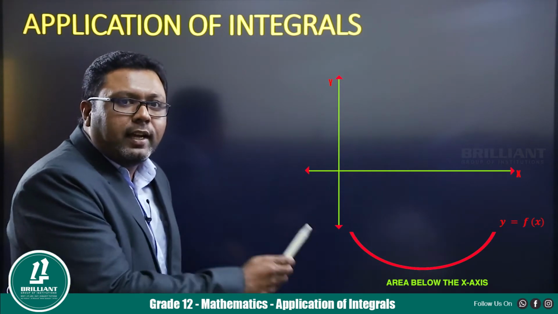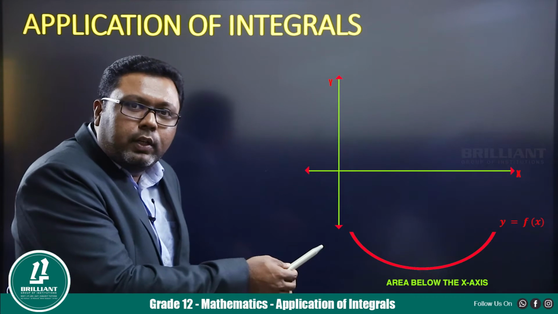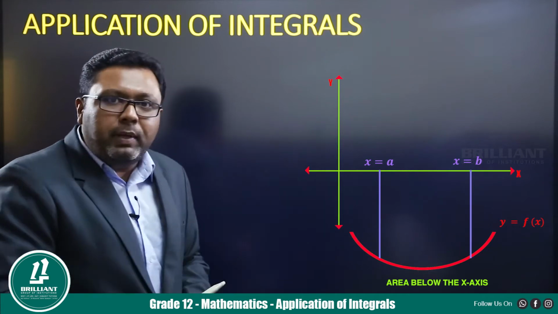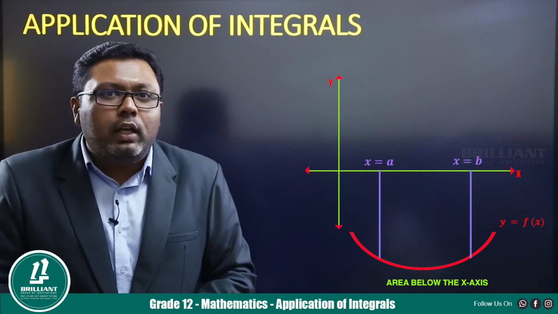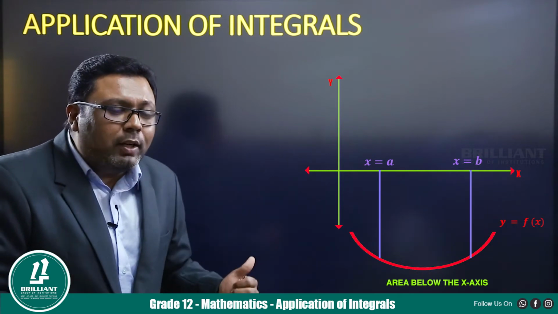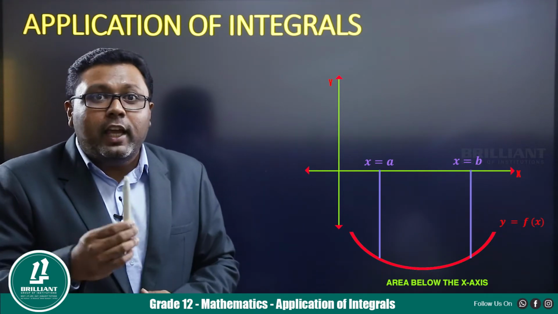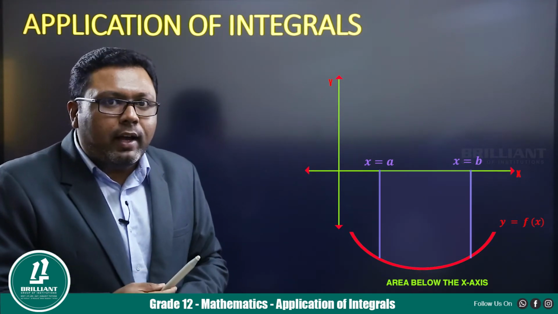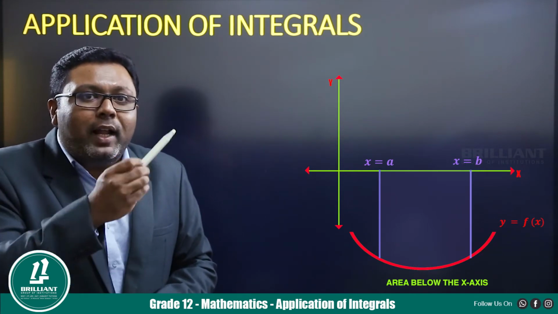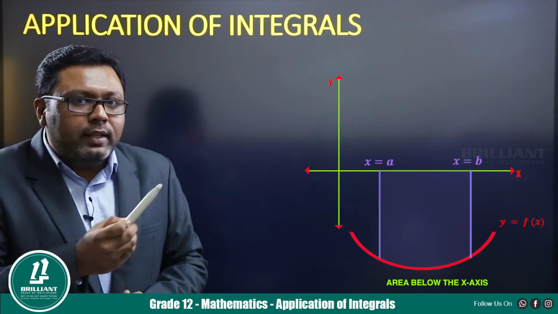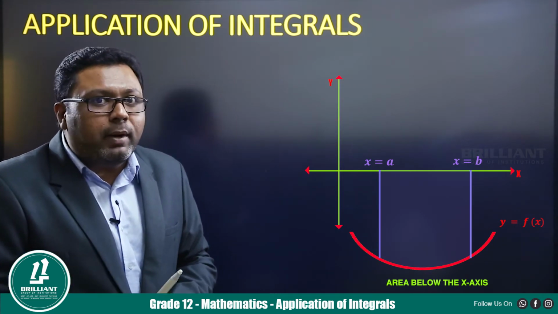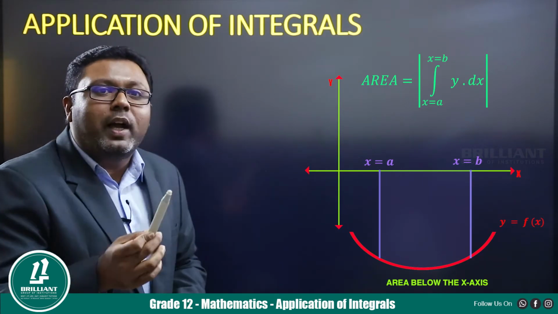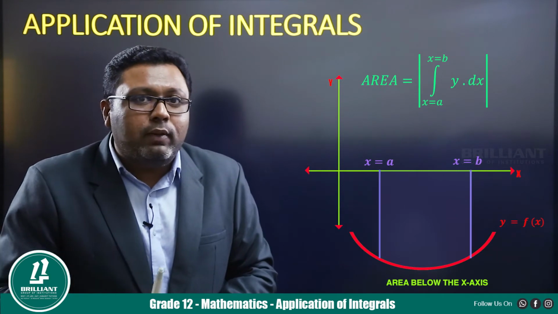When the curve is below the x-axis, consider the area from the curve to the x-axis between the abscissas x is equal to a and x is equal to b. We know the value of the area should always be positive. But if you try to compute the area in this situation, the area value is going to be negative. So when you can see that graphically the bounded area is below the x-axis, you apply a modulus in the formula. In this situation, the expression for area is area is equal to modulus of integral a to b y dx.